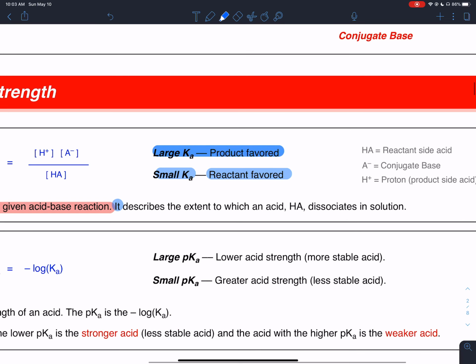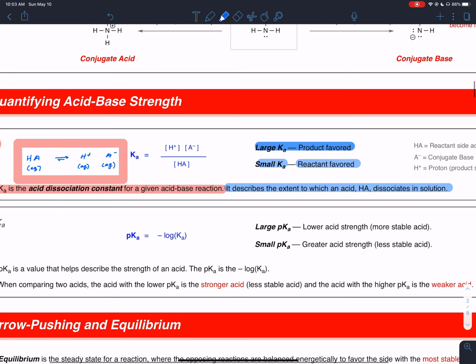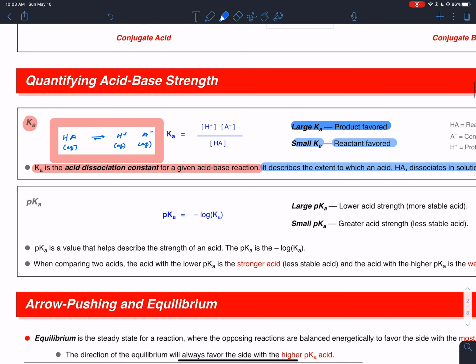So again, Ka describes the extent to which an acid dissociates in solution. However, in organic chemistry, we will talk more about pKa. And I'm going to make a separate video on pKa. pKa values are a little bit more digestible.